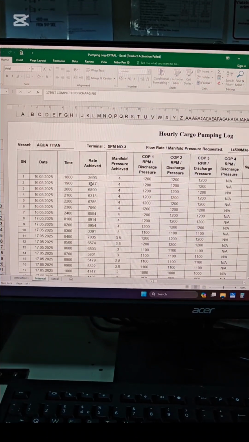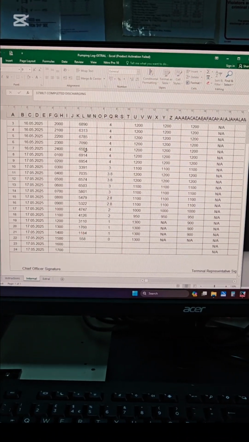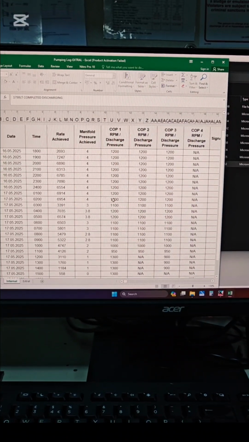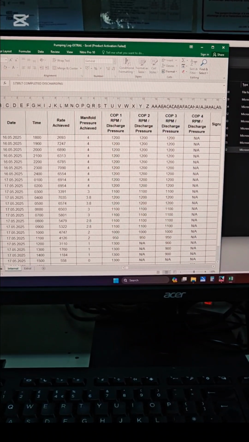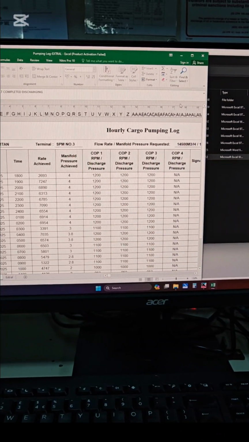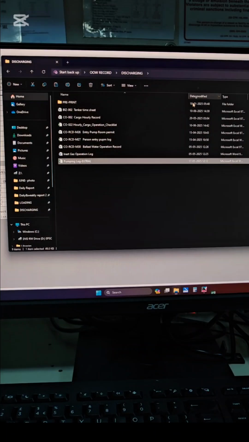Just date, time, rate, this discharging rate, sorry, not loading rate, and manifold pressure, and here is the RPM. Remember this instruction, this much. So this pumping log is very important, remember. This one you have to maintain.